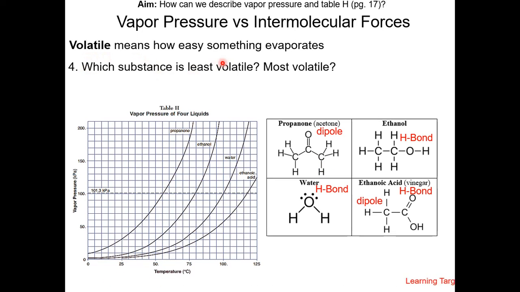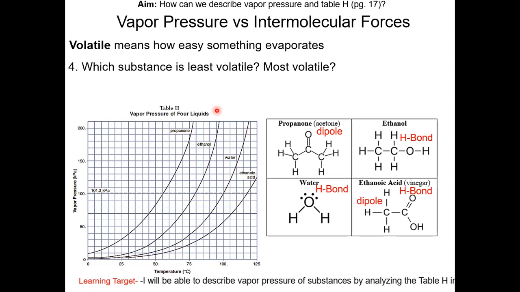Which substance is least volatile? Most volatile? This is dependent on the intermolecular forces. The stronger the intermolecular force, the less volatile it is. So that will be ethanoic acid. The most volatile will have the least intermolecular force. That will be propanol.